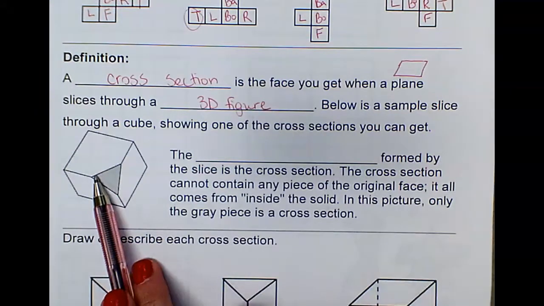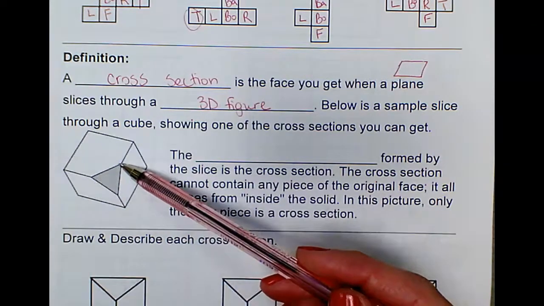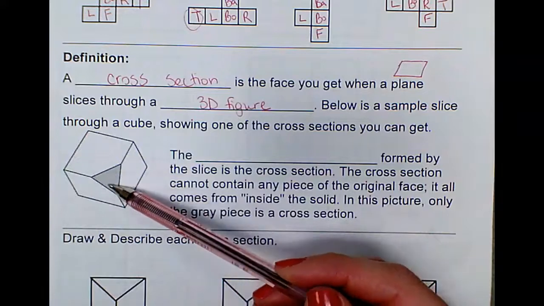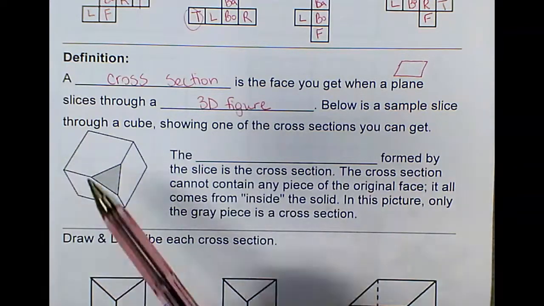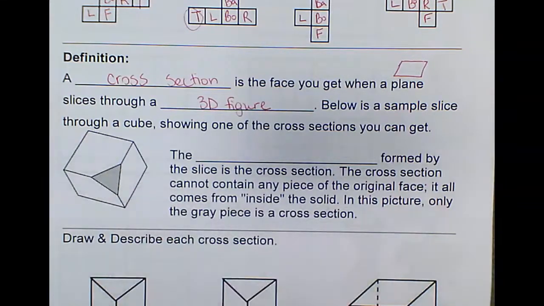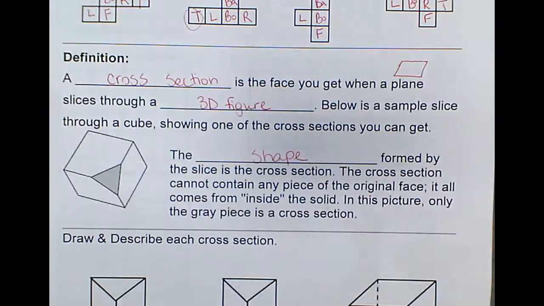Below is a sample slice through a cube. So imagine a plane slicing off the corner of this cube. And the part that's exposed is the cross-section. It's that face. And this face happens to be a triangle. So this shows one of the cross-sections that you can get if a plane slices the cube in this way. The shape formed by the slice is called that cross-section.